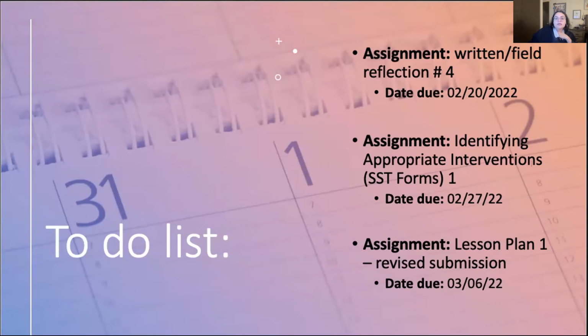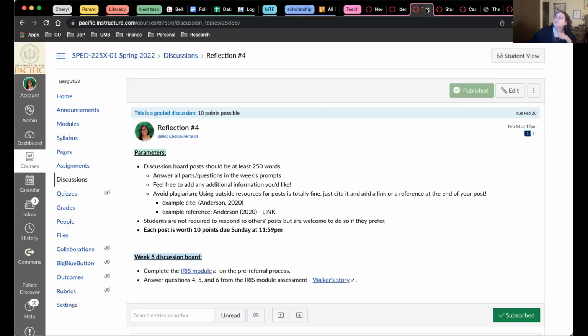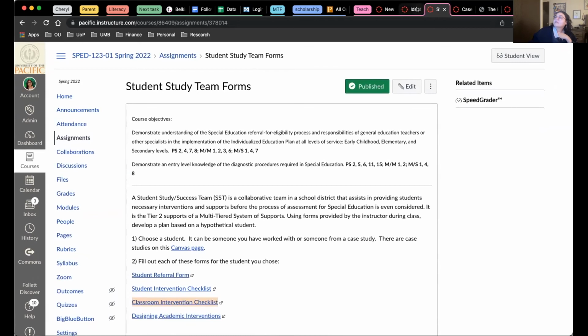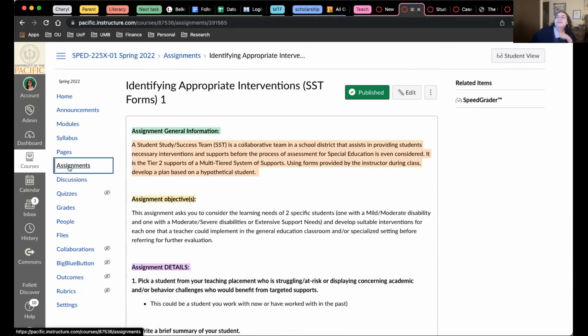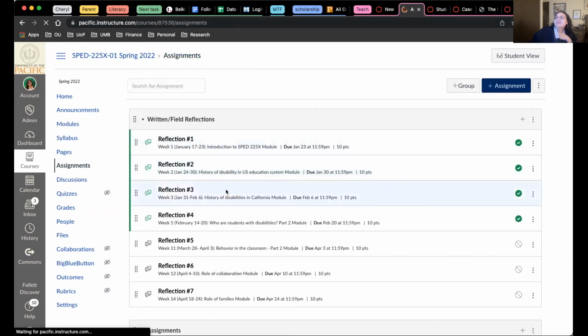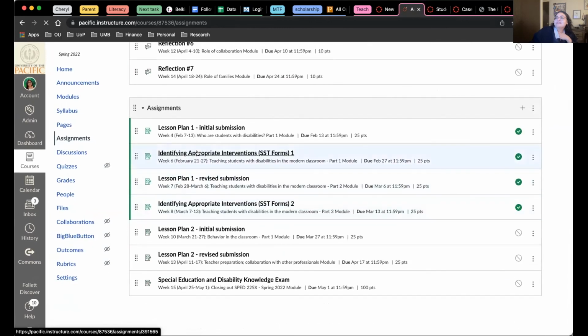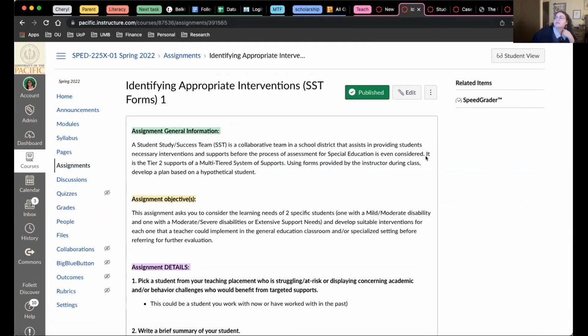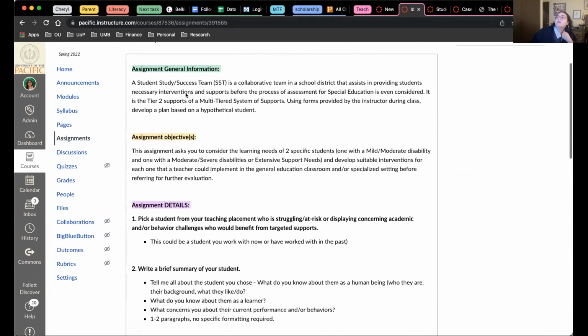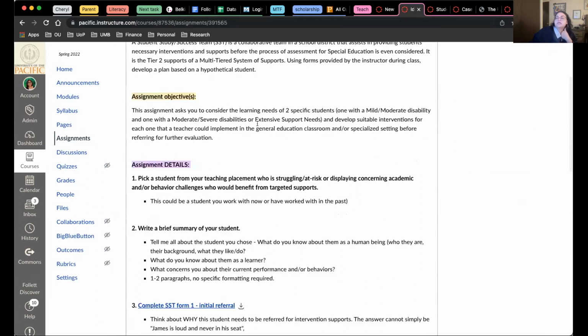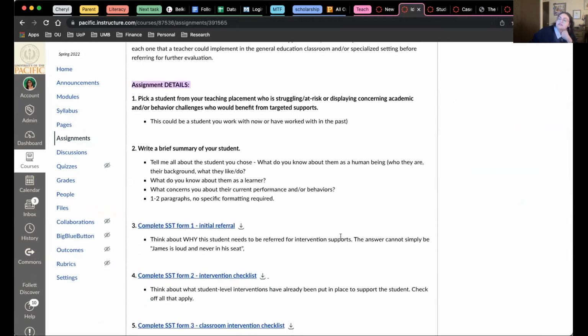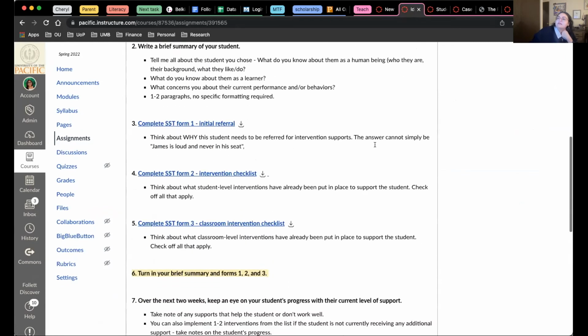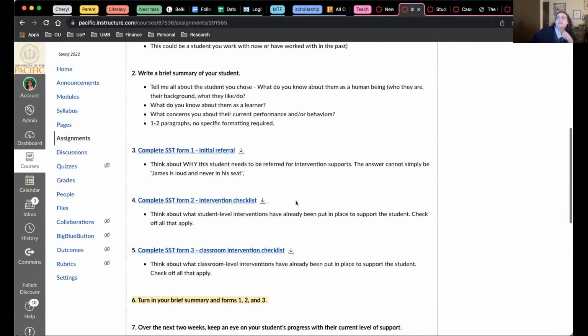So let's go back to show you what the SST form assignment looks like. That's the wrong one. Okay. Again, under assignments in our class, you can find SST forms right here. And I know my Canvas looks a little bit different than yours. Okay, so general information, just the objective. Here are all the details about this assignment. It comes in 7 steps to complete this.